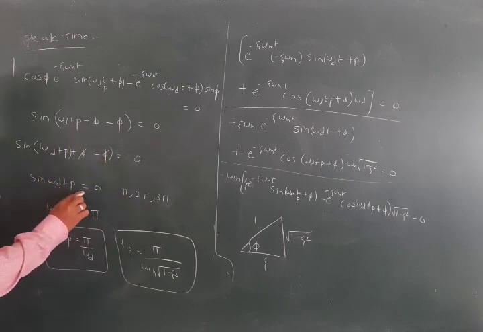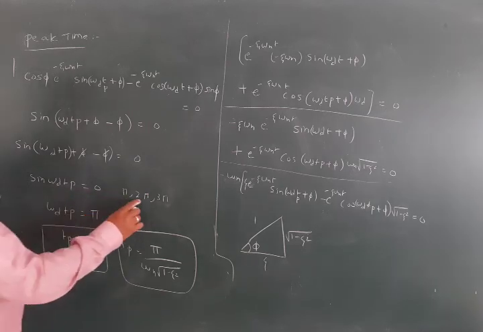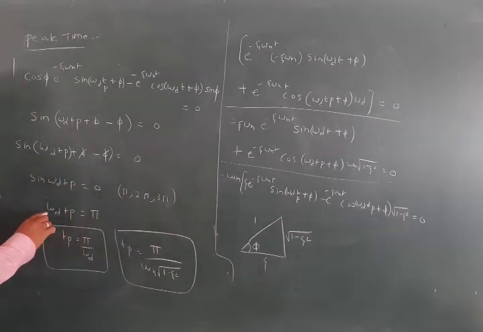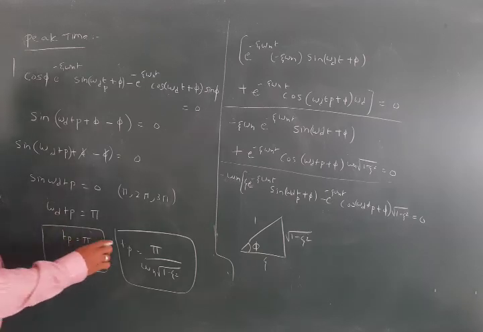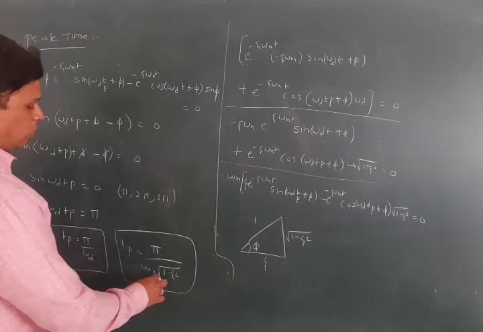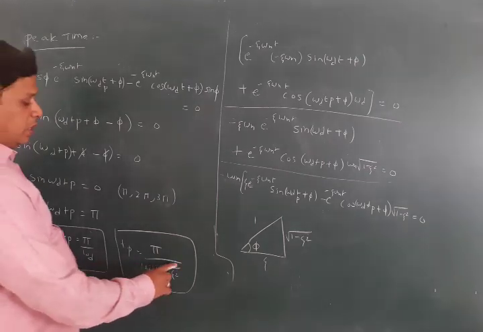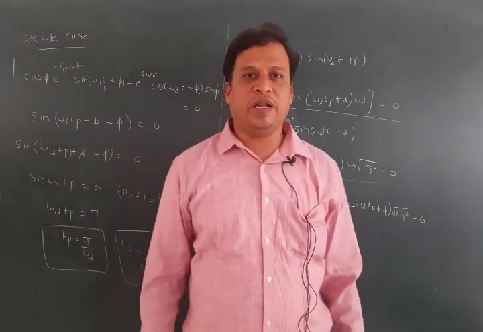So sin(omega_d Tp) is equal to 0, and for sin to be 0, the value of omega_d Tp will be pi, 2 pi and 3 pi. For these values only this will become 0. So omega_d Tp is equal to pi we will take. Tp is equal to pi by omega_d, and Tp is equal to pi by omega_n into square root of 1 minus zeta square, because omega_d is equal to omega_n into square root of 1 minus zeta square. So I would like to end the topic here, students. We will meet in the next class. Thank you.